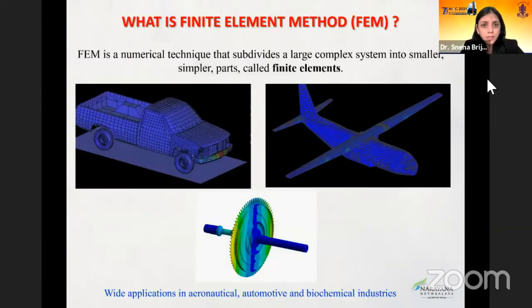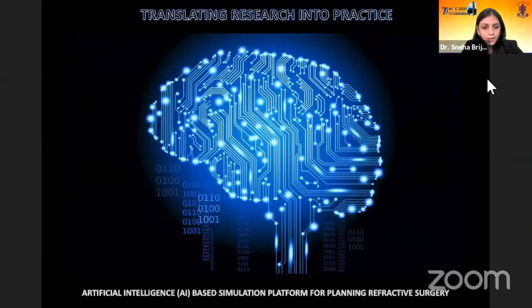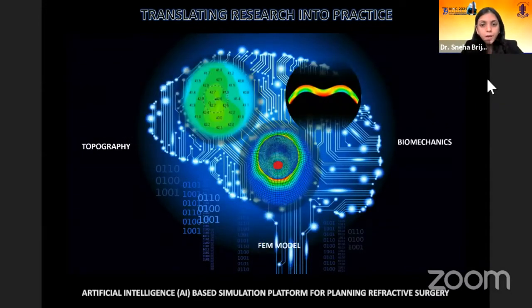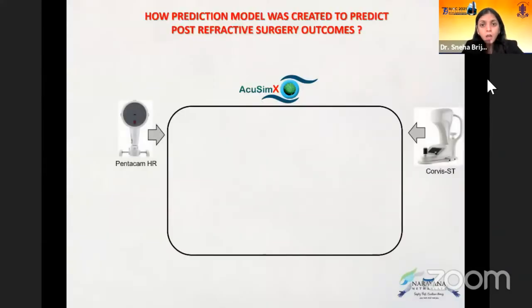For this, I need to first explain what the finite element method is. It is a numerical technique that subdivides a large complex system into smaller and simpler parts. So we can study the simulated reaction to an action on these models. We translated research into practice and created this artificial intelligence-based platform by using an FEM model and artificial intelligence on topography and biomechanics. How was it created?